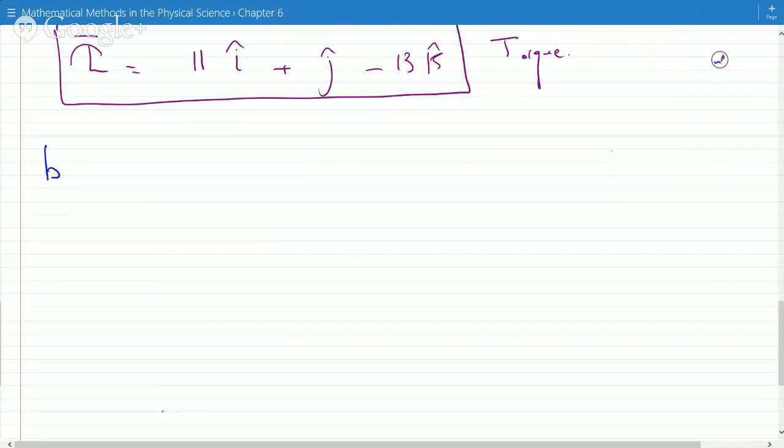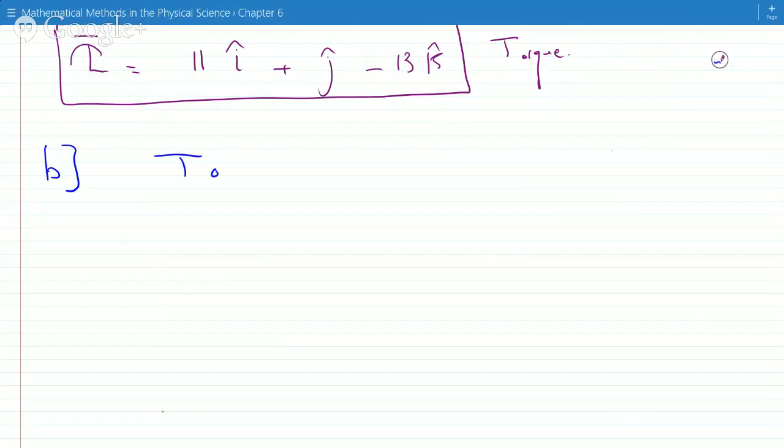Now for part B, it's saying the torque about the y-axis.